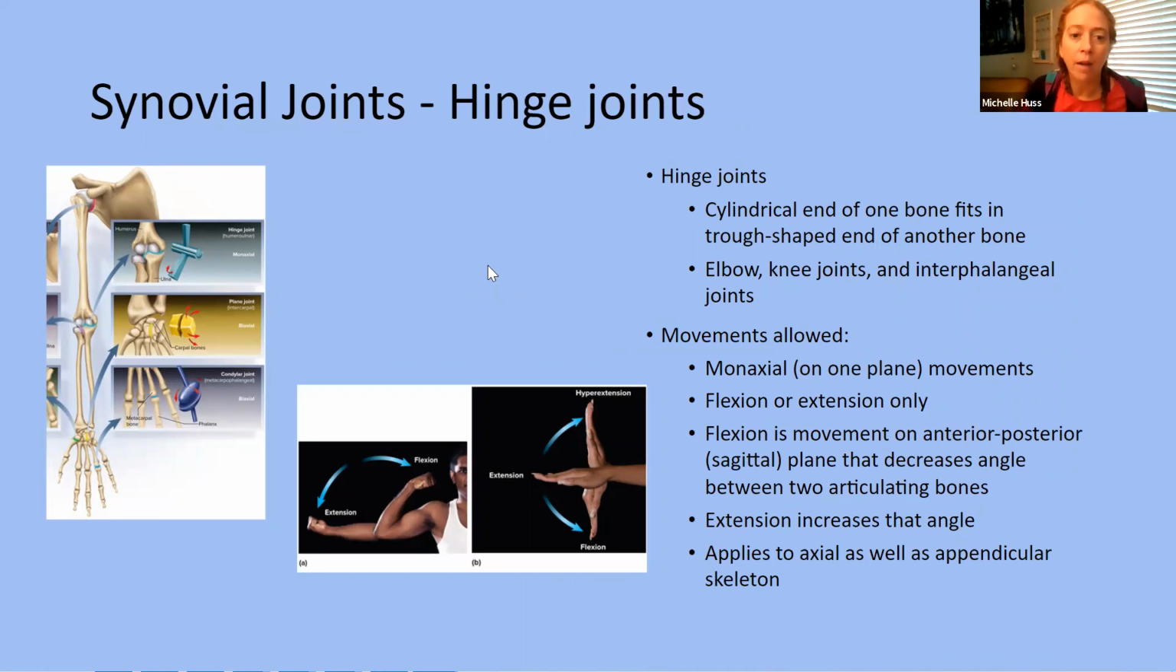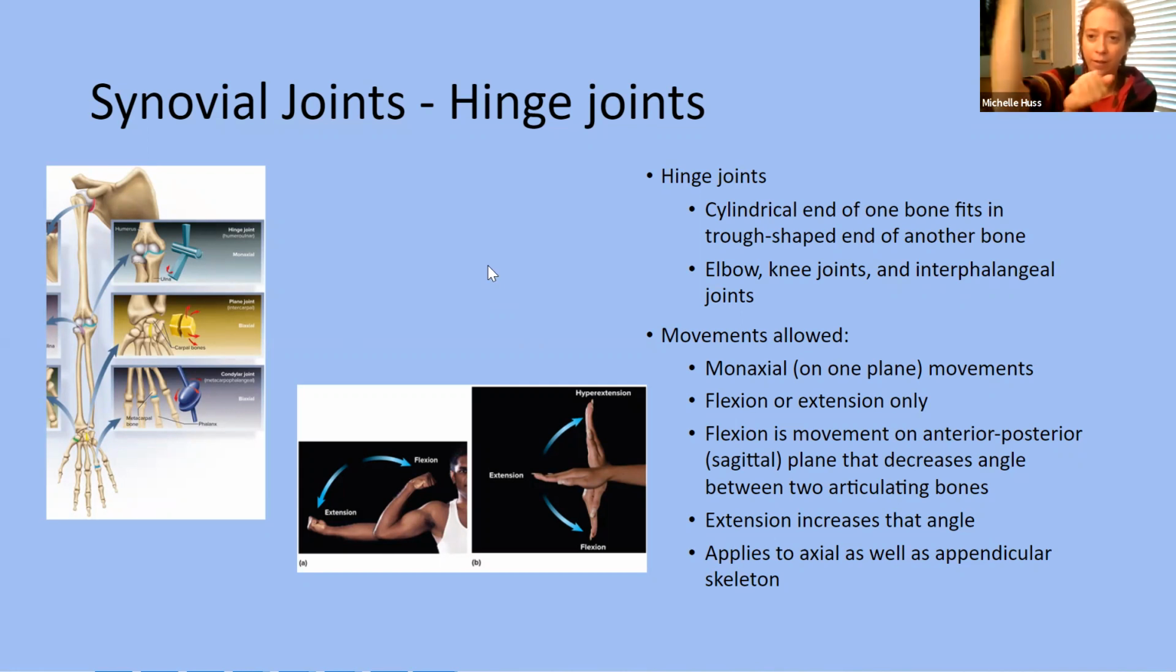Hinge joints. A classic hinge joint is your humerus to ulna. So it says elbow, and I really want us to clean up the word elbow because there are two joints there. So I would rather not use the word elbow. I would like you to say the humerus to ulna joint, okay? And the reason why is there's also a joint between your ulna and your radius. So there's two joints there in your elbow, and I don't want us to confuse. So this is not the joint that I'm looking at.